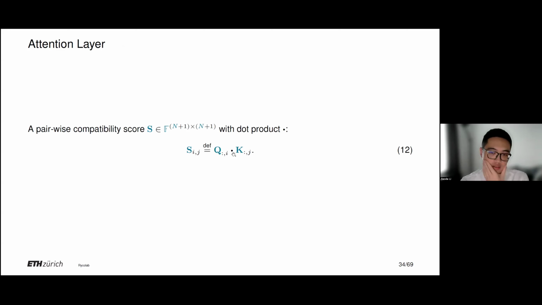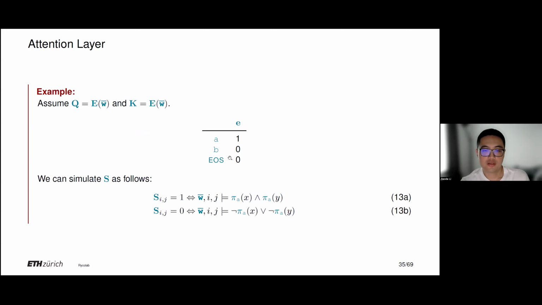Something slightly different is the pairwise compatibility score. It's different because it depends on two positions, i and j, rather than just one. But this can also be simulated because PFO2 allows two distinct variables. For example, if both the query and key are just the embedding, then S will be equal to 1 if and only if both positions i and j have an A, because only A has non-zero values.